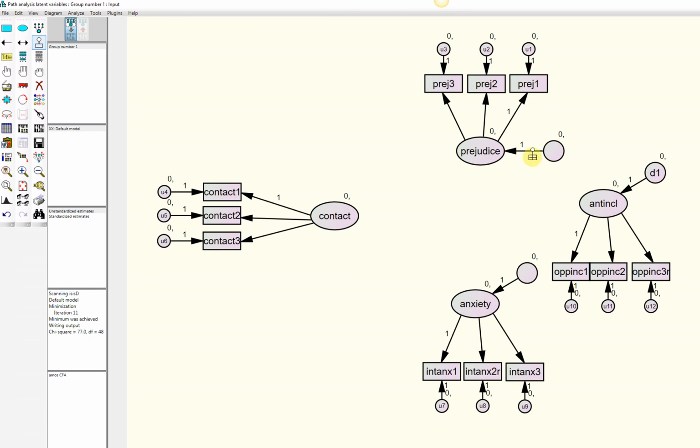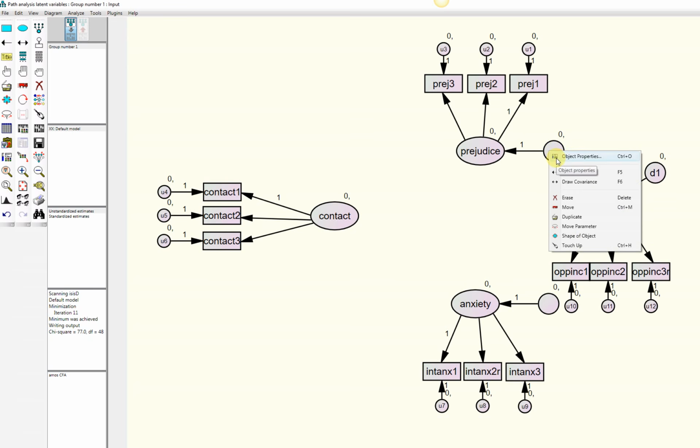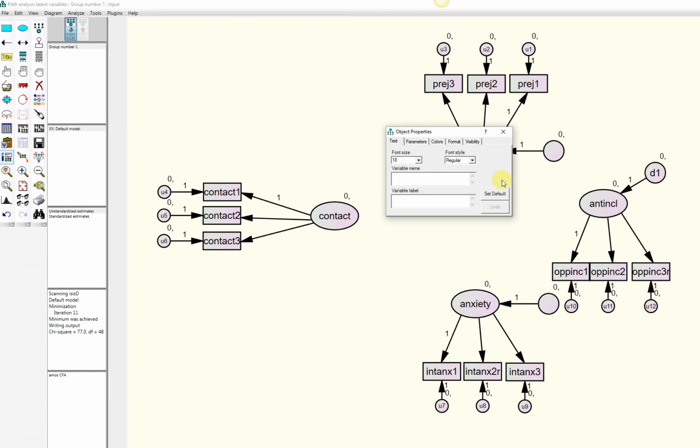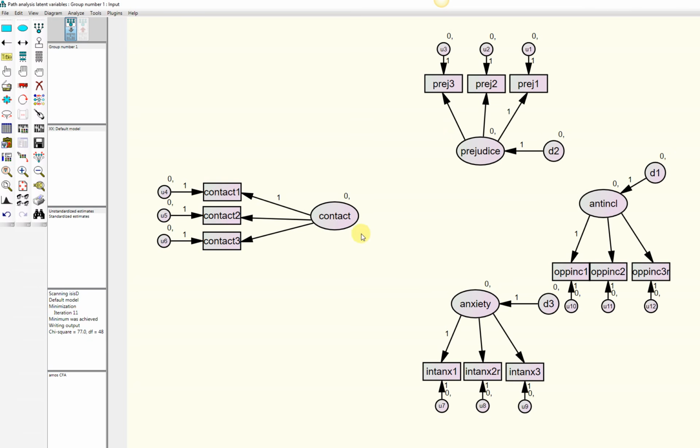In this particular case, I'll click off of this and then right click on the little circle here, and I'm just going to call this D2, and this one I'm going to call D3, for disturbance 2 and 3. The reason why these are here is because these variables are being treated as endogenous in the model. So endogenous latent variables.